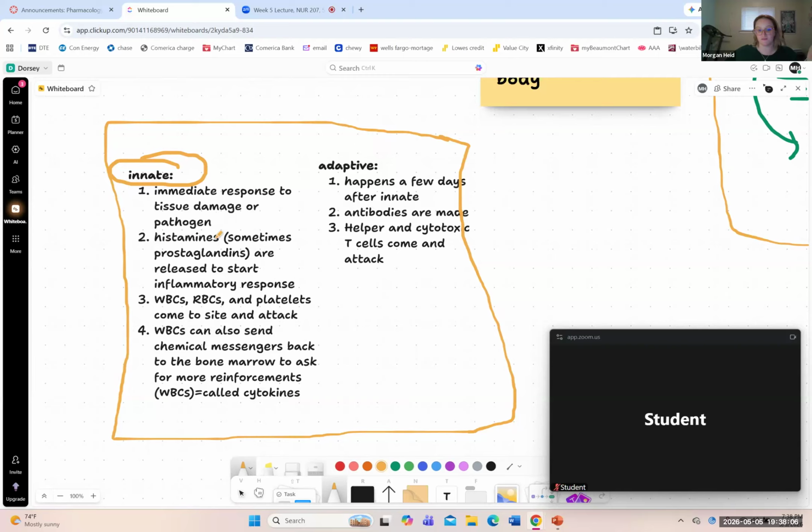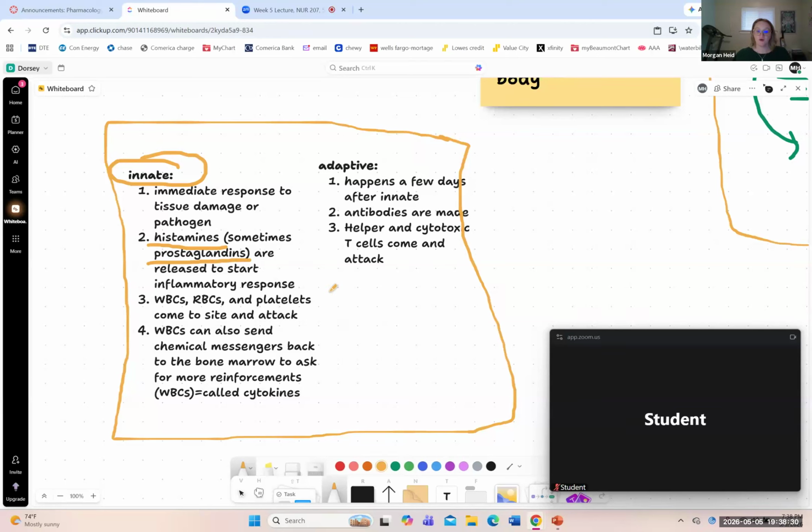And then it's going to release histamines and prostaglandins. Those are the two chemicals that start the immune response when we have something foreign. So the body's like, hey, you shouldn't be here. I'm going to release these chemicals, and these chemicals will then start my immune response. Again, histamines are going to be the main ones. Then we also sometimes have prostaglandins.